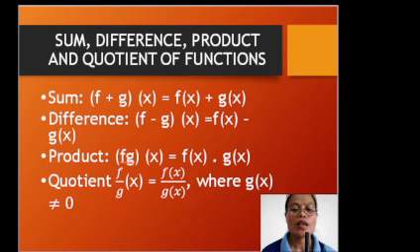Now we will go to the sum, difference, product, and quotient of functions. We need to add, subtract, multiply, and divide functions. So we have 4 formulas here that we are going to use. The first is the sum: (f + g)(x) is equal to f(x) plus g(x). (f - g)(x) means f(x) minus g(x). And (f times g)(x) is equal to f(x) times g(x). And the quotient is (f divided by g)(x) is equal to f(x) divided by g(x), where g(x) is not equal to 0.